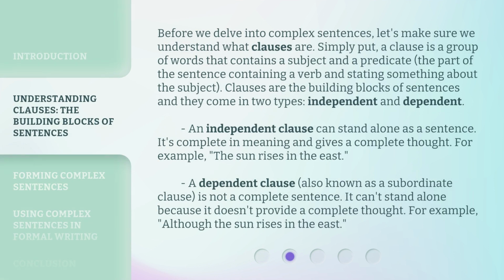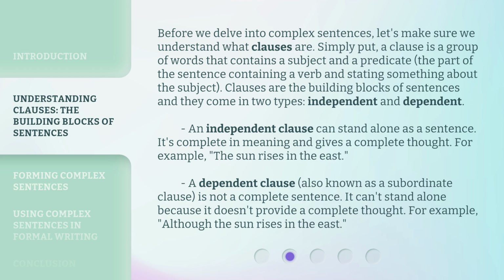Before we delve into complex sentences, let's make sure we understand what clauses are. Simply put, a clause is a group of words that contains a subject and a predicate, the part of the sentence containing a verb and stating something about the subject. Clauses are the building blocks of sentences and they come in two types, independent and dependent.